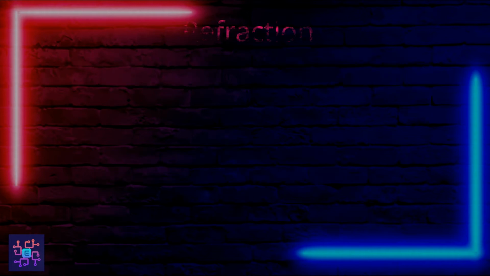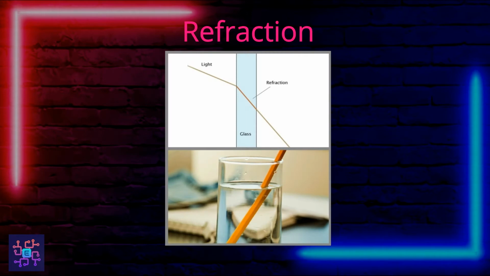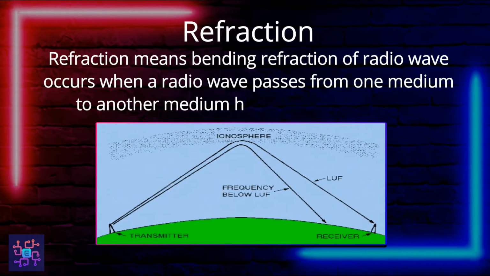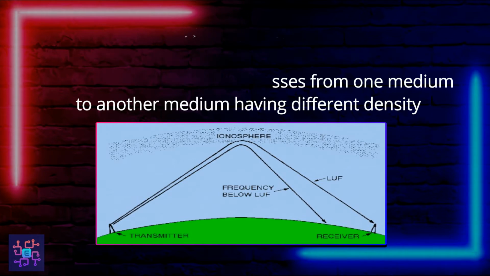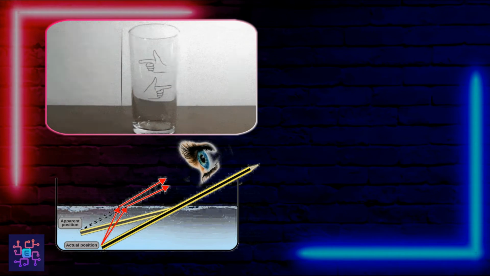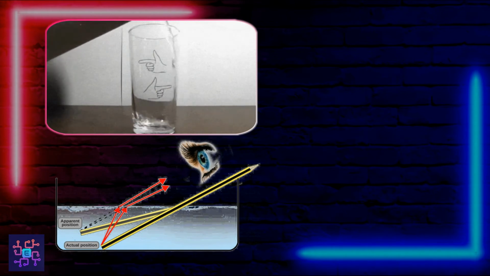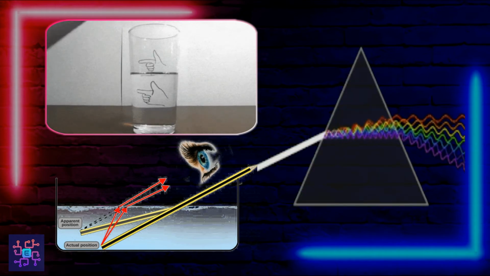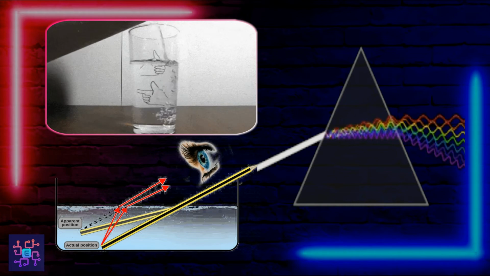Coming to the second concept, that is refraction. Refraction can be understood as bending. Refraction of a radio wave happens when a radio wave passes from one medium to another medium having different density. An example of refraction can be seen when you dip something in water. You may observe that there is a change in the image that we get. Or we can even see a rainbow as an example, that is a light wave, but it's not straight, right?